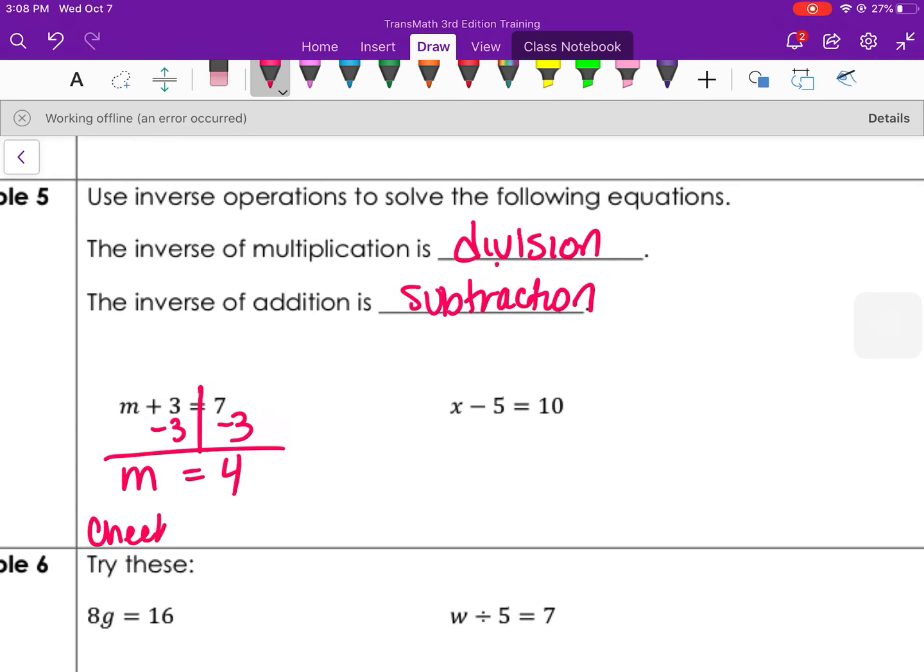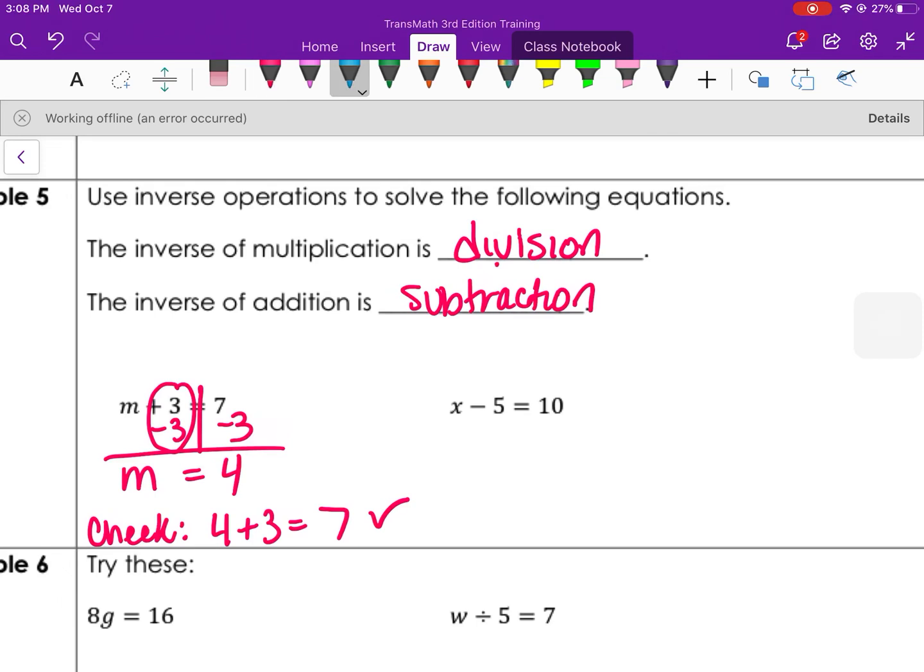And then I'm going to check it. So is 4 plus 3 equals 7? It does. So I'm using the inverse operation here because 3 minus 3 equals 0, and 7 minus 3 equals 4.